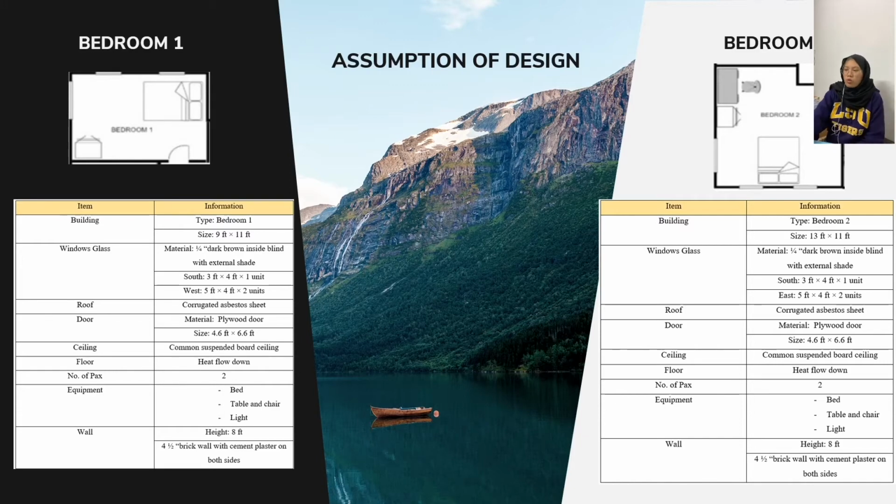For bedroom 2, the size of the bedroom is 13 times 11 feet. The number of people in this bedroom is 2 and the equipment in this bedroom is bed, table and chair, and light, same as bedroom 1.